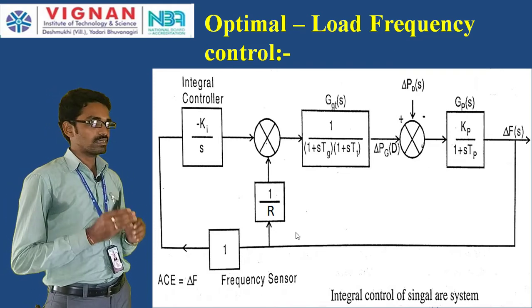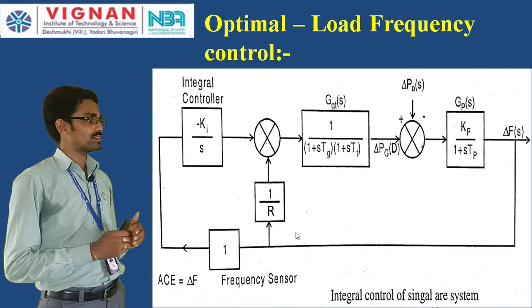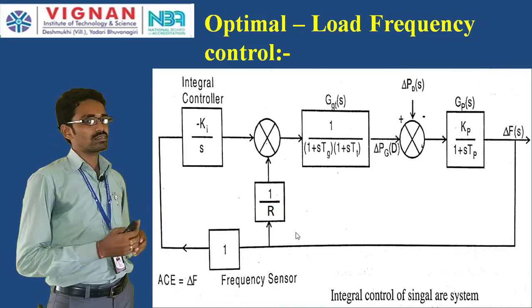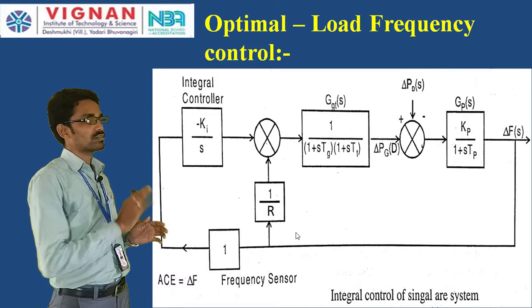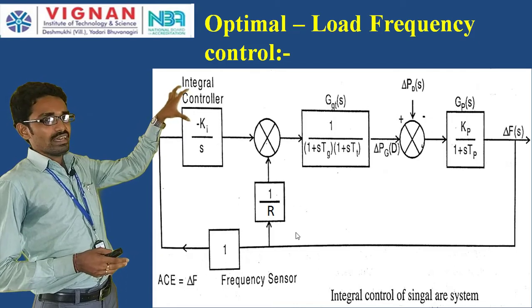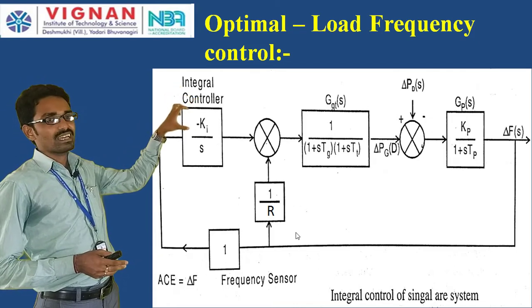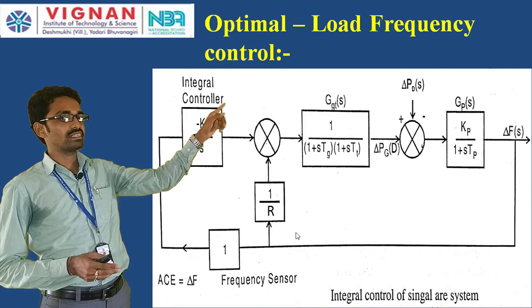If I consider the single area system, we are adding an integral controller in order to reduce the steady state error to 0. So if you see here, you have the integral controller, that is minus Ki by S, and a transfer function, that is turbine and generator both.